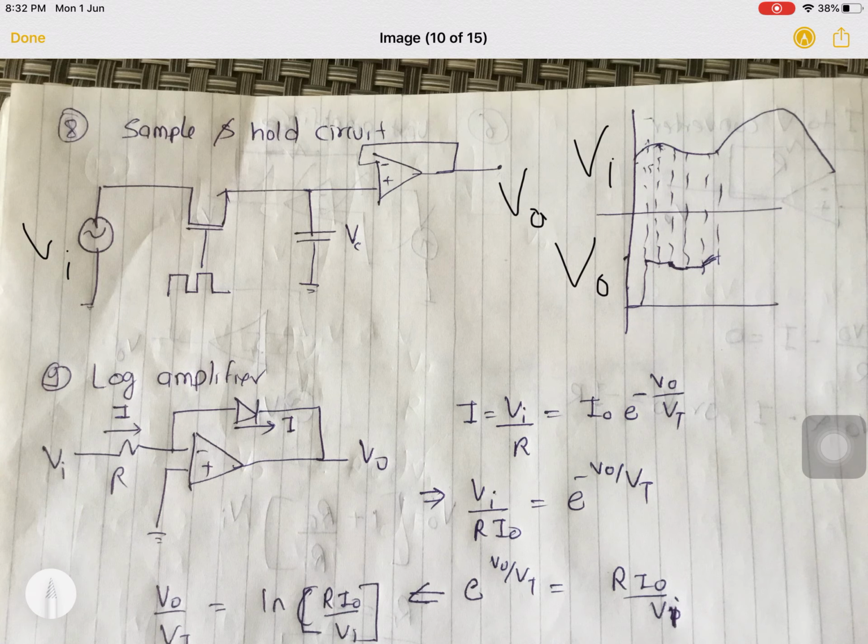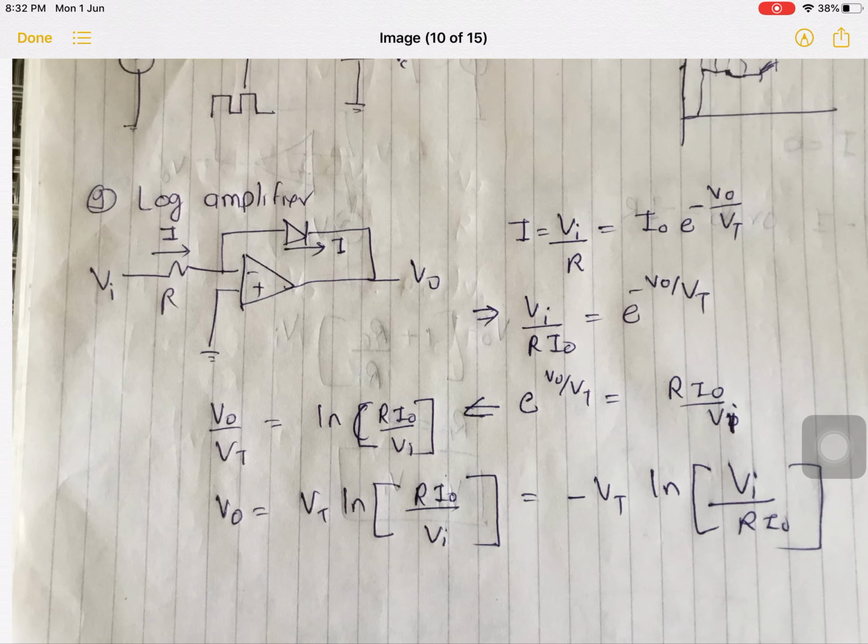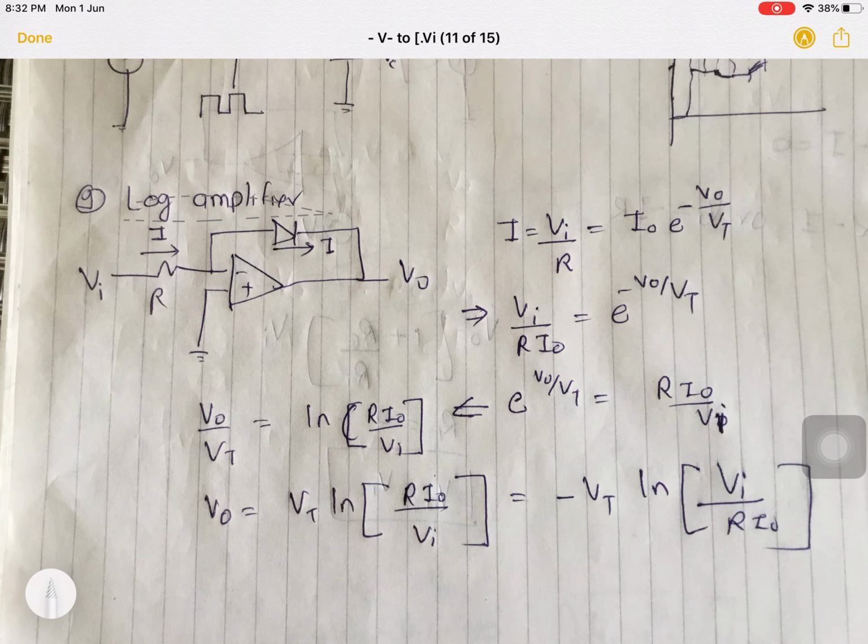So first the capacitor will sample and then it will hold. That's why it is known as a sample and hold circuit. And the op-amp is just used as a unity gain amplifier to transmit the capacitor value to the output. Now, the next application of op-amp is the log amplifier.